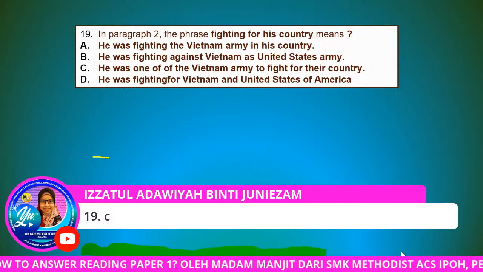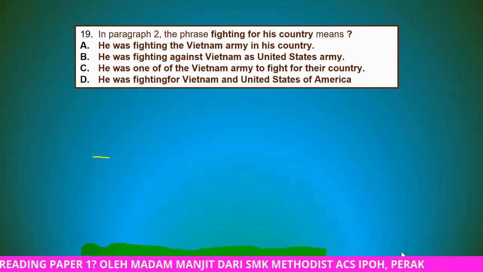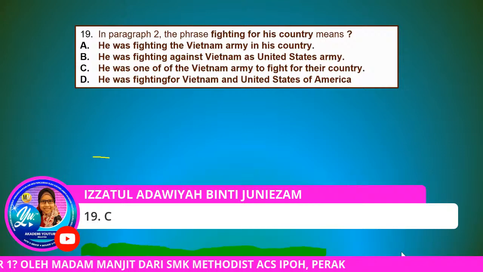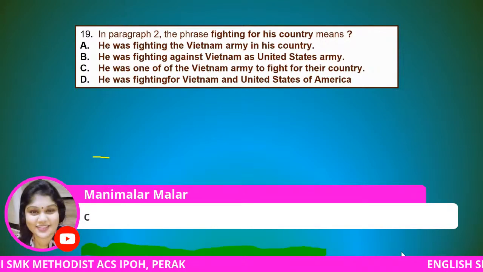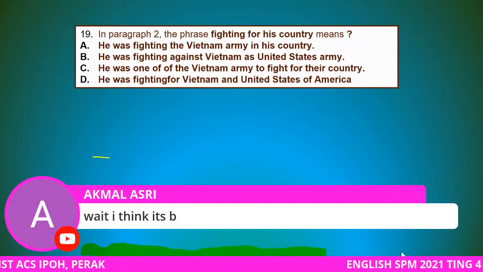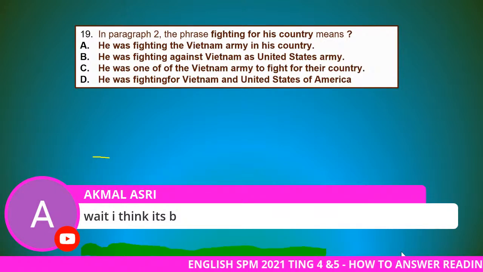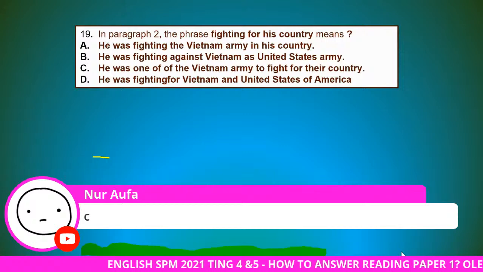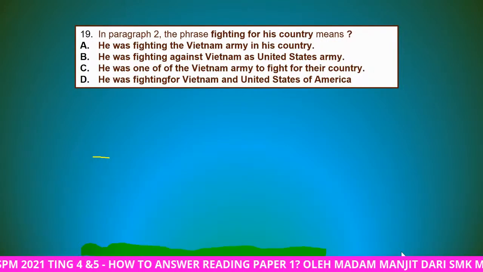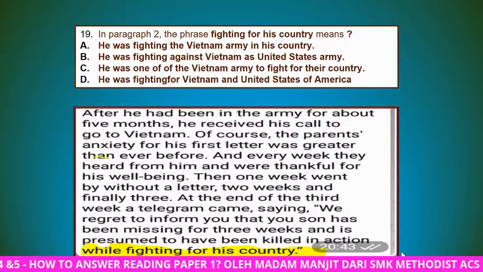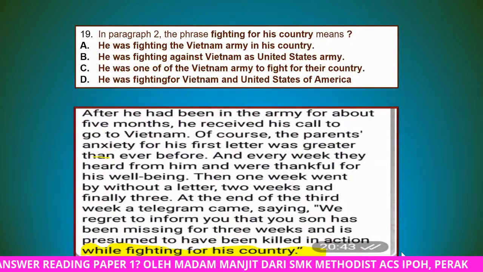Most of them are answering already. They gave answer C. Ah, Izato, Adawi, C. Akma also gives C. Mani Malar also gives C. But let's see what they asked. I think it's B, Akma. Asri thinks B, and Alpha, C. Haris, C. Ilan, B. Okay, we see here. That is why I wanted the students to be in, one or two students.